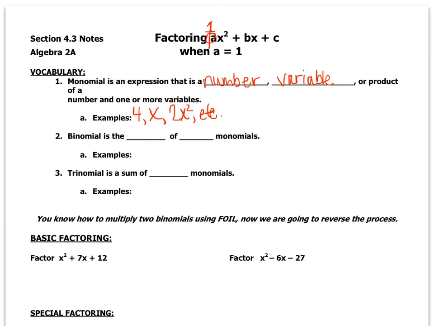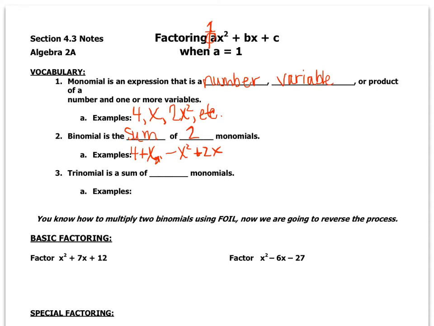A binomial is the sum of two monomials. So examples of this would be like 4 plus x, or maybe negative x squared plus 2x. And then you could come up with a lot more, as long as there are two monomials that are separated by either an addition or a subtraction sign.